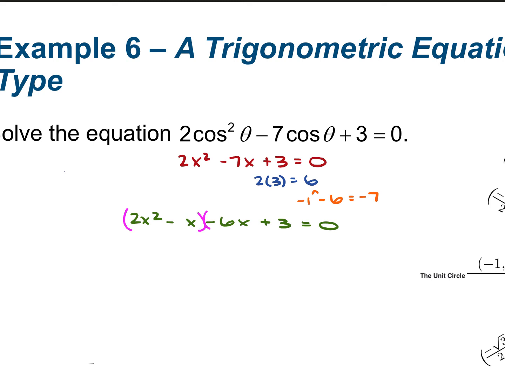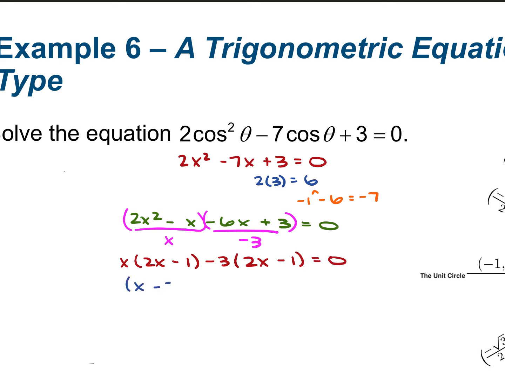So this factors out to be 2x squared minus x minus 6x plus 3 is equal to 0. Now that you have 4 terms, factor by grouping. You're going to factor out an x from the first set of parentheses and a negative 3 from the second set of parentheses. So this gives us x times 2x minus 1, minus 3 times 2x minus 1, is equal to 0. When we separate this, we're going to have x minus 3 times 2x minus 1 is equal to 0. Set both of these equal to 0 and solve. So x minus 3 is equal to 0, as well as 2x minus 1 is equal to 0.